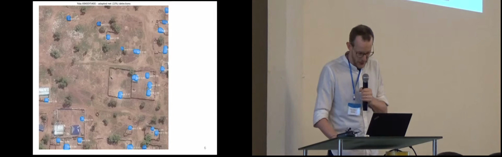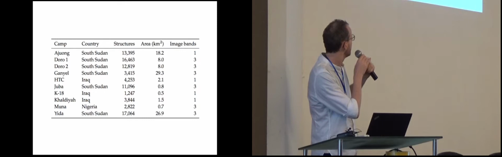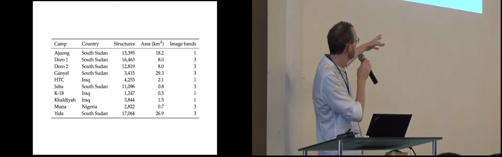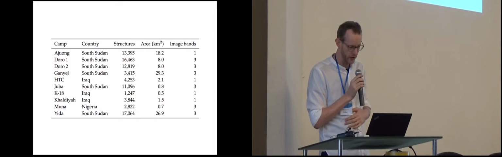Does roughly the right thing. This was the data that we were dealing with back then. So there were, I think, 13 settlements, some of them grayscale, some of them RGB images, ranging in size from quite small ones of half a square kilometre up to 30 square kilometres. Some of the South Sudan ones were quite big areas. And there was roughly 80,000 structures or so on.